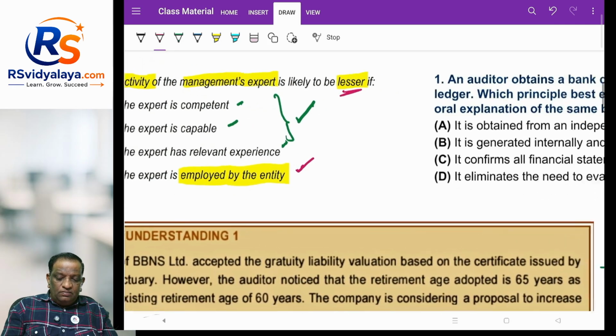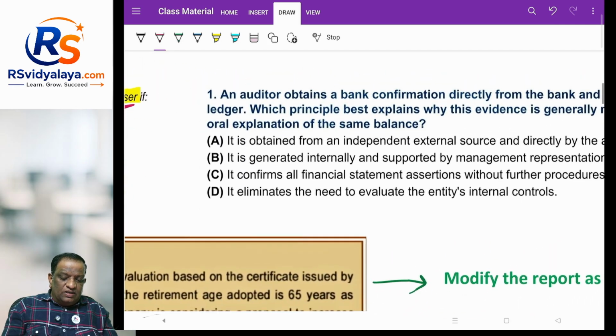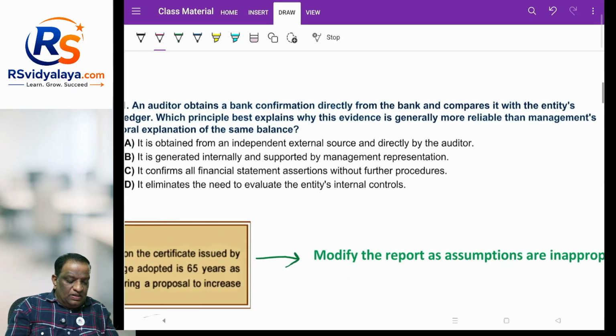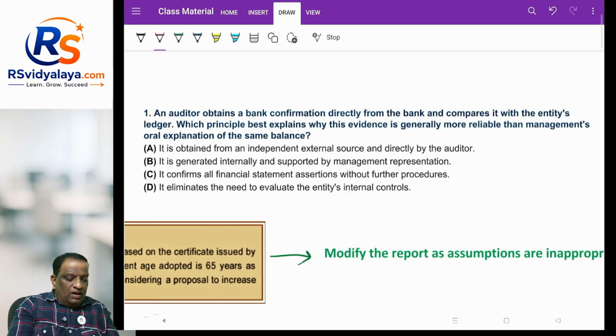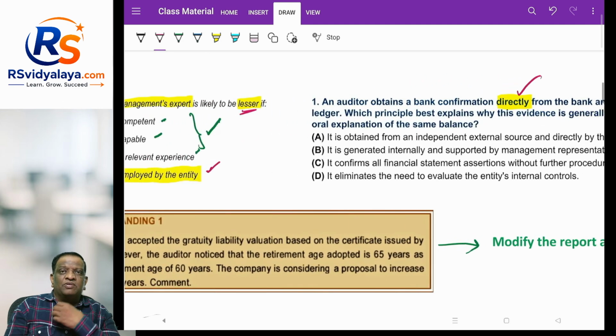Then let us look at this one. An auditor obtains bank information directly from the bank and compares it with the, so this word is important, auditor is collecting directly from the bank and compares it with the entity's ledger. Now, which principle best explains why this evidence is generally more reliable? Why is it more reliable? Because the auditor is obtaining it directly. That is the rule that we have studied about the reliability of audit evidence.